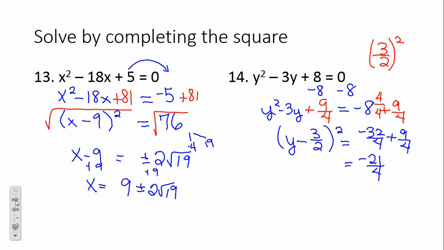Number 23, 32 minus 9. Everybody get 23? Okay. Just about there. Now what? Square root both sides.